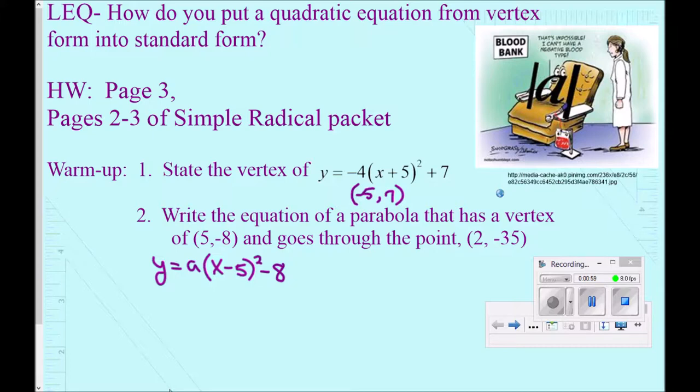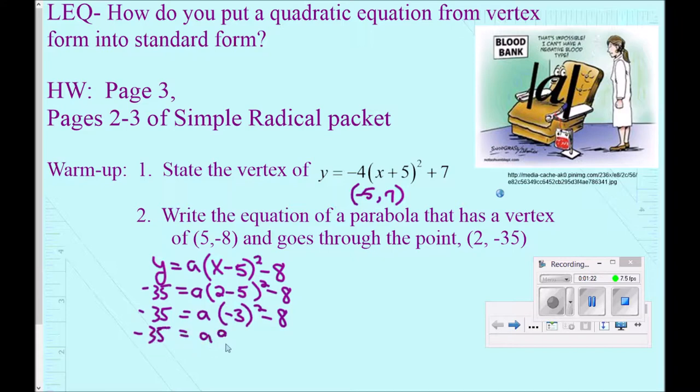So I'm going to substitute in the coordinate point, -35 in for y, and 2 in for x. So 2 minus 5 is -3, squared, minus 8. So when I square -3, I get 9. So I have 9a minus 8.